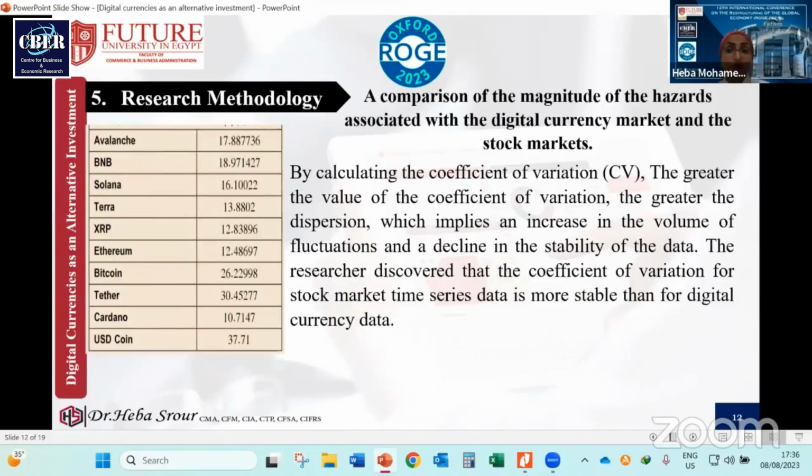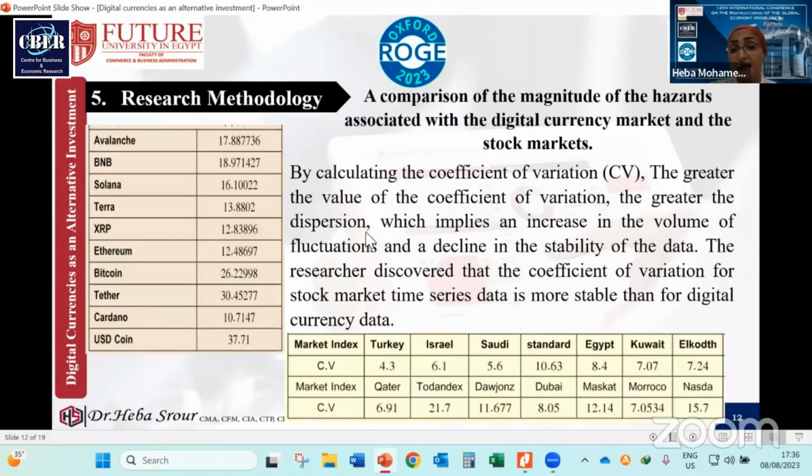A comparison of magnitude of hazard associated with digital currency market and the stock market based on coefficient of variation test. The greater the value of coefficient of variation, the greater the dispersion, which imply an increase in volume of fluctuation and the decline in stability of the data. The researcher discovered that the coefficient of variation for stock market time series data is more stable than for digital currency data. And we can see that in the table.